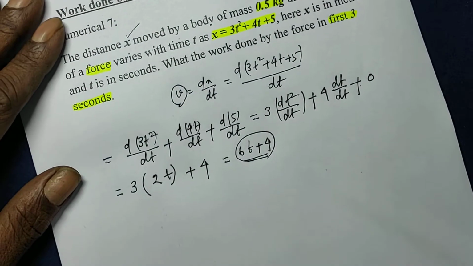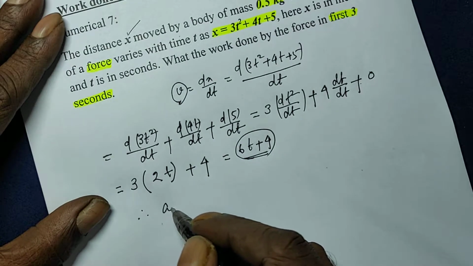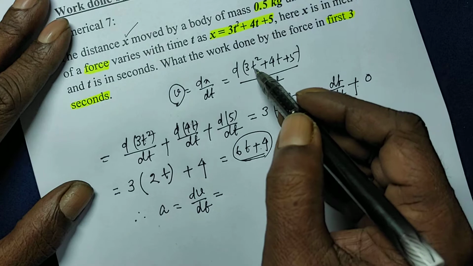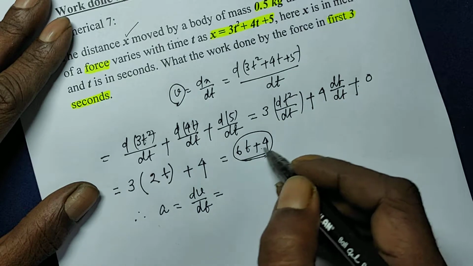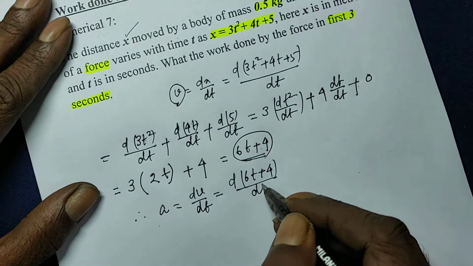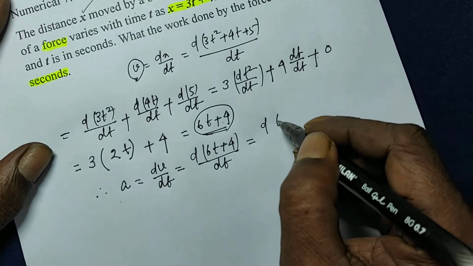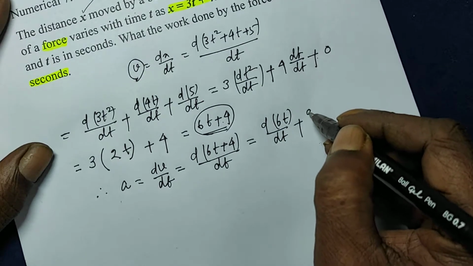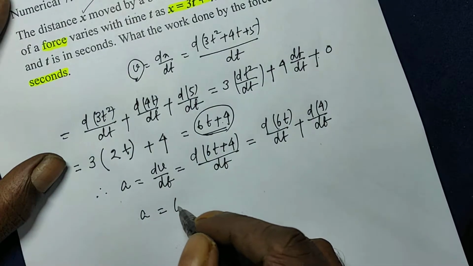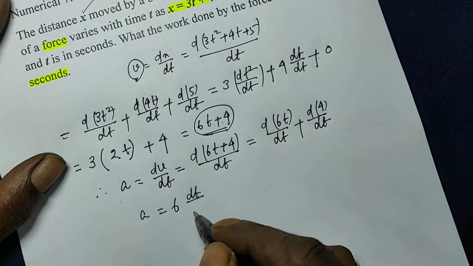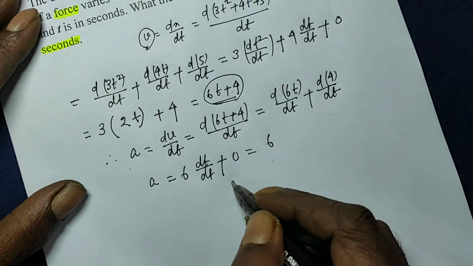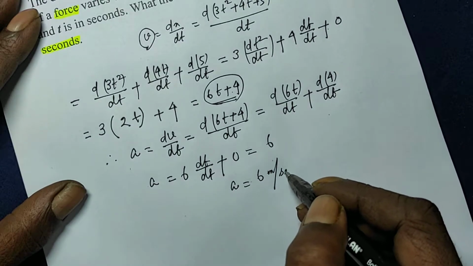So to find acceleration, we have to differentiate it again. Therefore the acceleration, the symbol is a, will be dv over dt. And this v is your velocity, obtained by differentiating the displacement once with respect to time. So if you differentiate 6t plus 4 with respect to time, you will get acceleration, that is equal to the differentiation of 6t with respect to t plus the differentiation of 4 with respect to t. So 6 comes out, dt over dt is 1, and the differentiation of 4, a constant, is 0. So acceleration is 6 meter per second square.